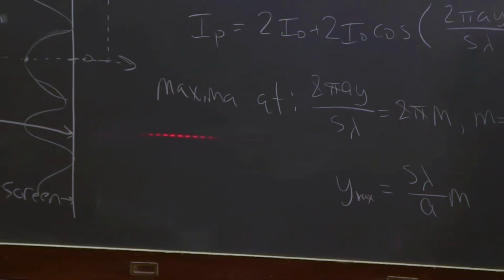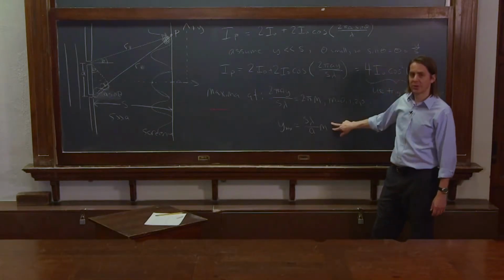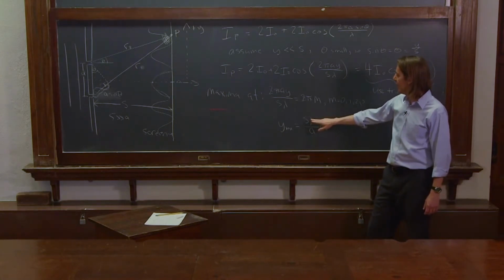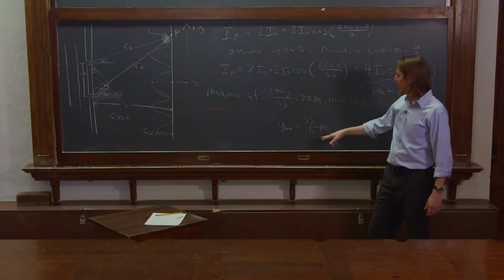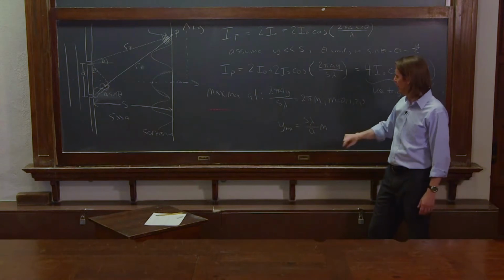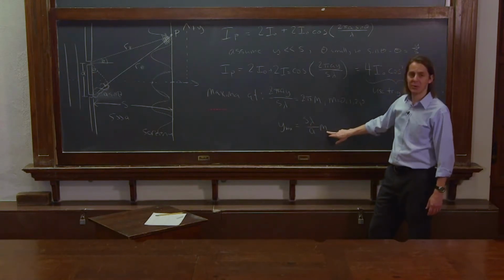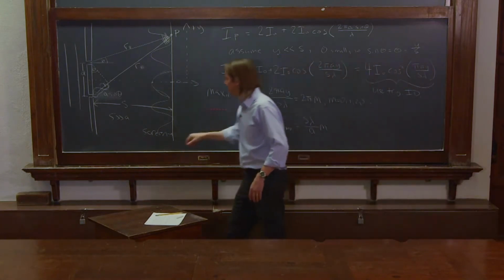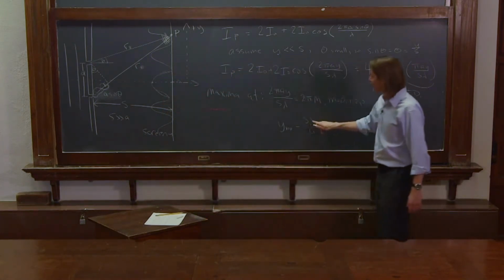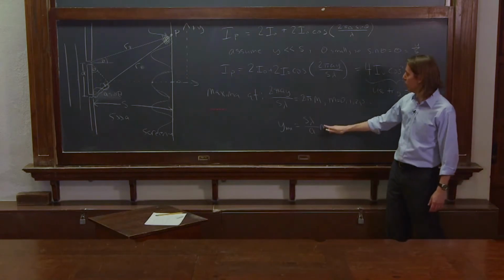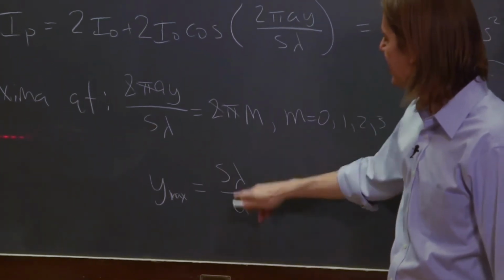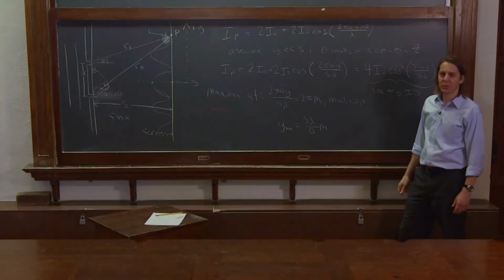We can check the numbers according to this equation. The maxima should occur at s, the distance, times the wavelength over the spacing of the two slits, and that was m, an integer. So the spacing between the maxima is just s lambda over a, because m is 0 or 1 or 2 or 3. So we can run some quick numbers.